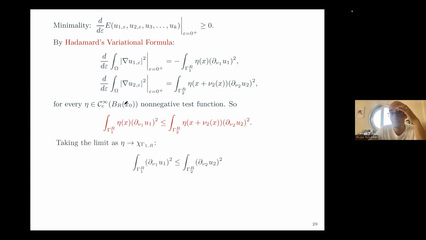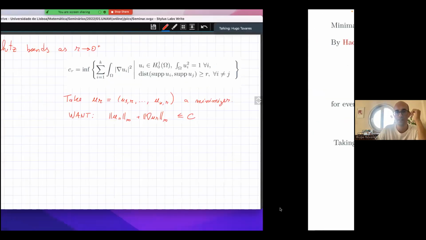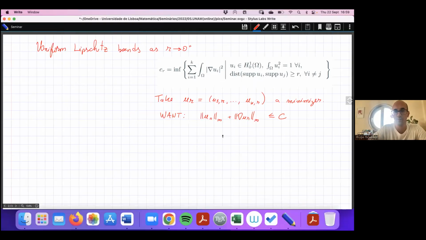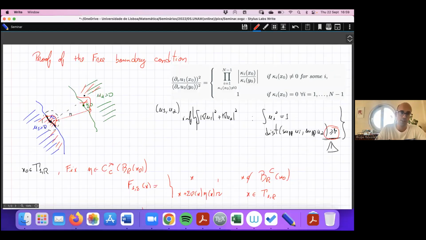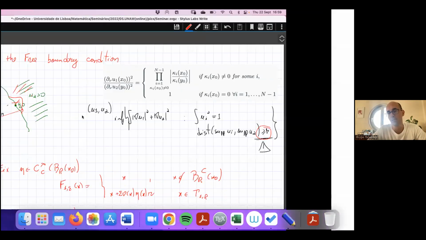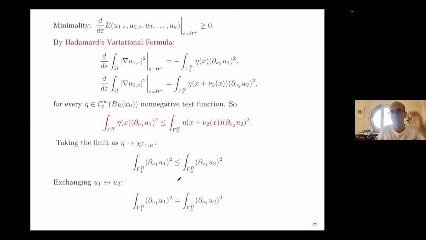Since this is for any test function, I get this inequality without test functions by making things converge to a characteristic function. Gamma 1 and gamma 2 are the regular part, and then use the normal, and you see what is on the other side. Of course, I did it pushing one inwards and the other outwards. I can do the other way around: push this one inwards, this one outwards, and I get the opposite inequality. So in conclusion, I have these two sets at distance r, and I can relate the integral of the normal derivative with the integral of a normal derivative here.